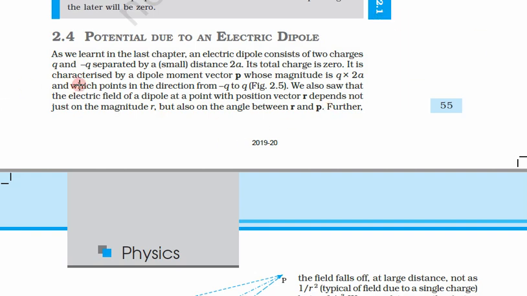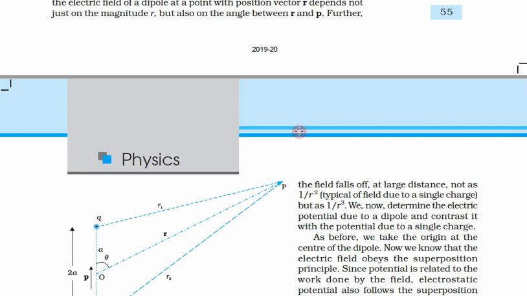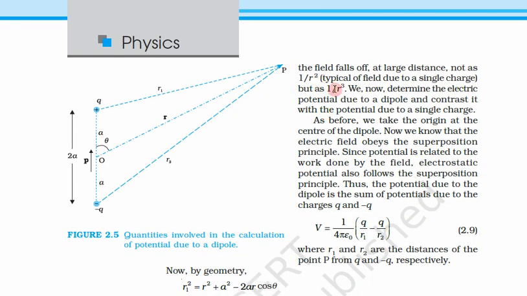We also saw that the electric field of a dipole at a point with position vector r depends not only on the magnitude but also on the angle between r and p, that we have already seen. There was a term in which we took the angle between r and p, so it is also dependent on that. Further, the field falls as 1 by r cube, as we have already discussed. It is not 1 by r square for a dipole. It falls as 1 by r cube. Now we will determine the electric potential due to a dipole.